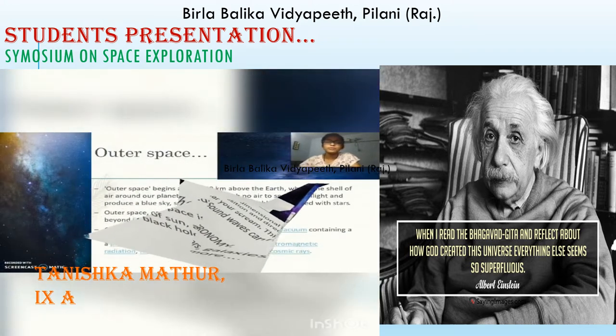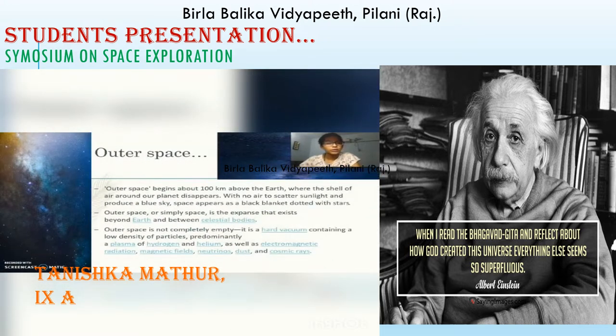Now, let's move on to outer space. Outer space begins about 100 km above the Earth, where the shell of our air around our planet disappears. It exists beyond the Earth and between celestial bodies.